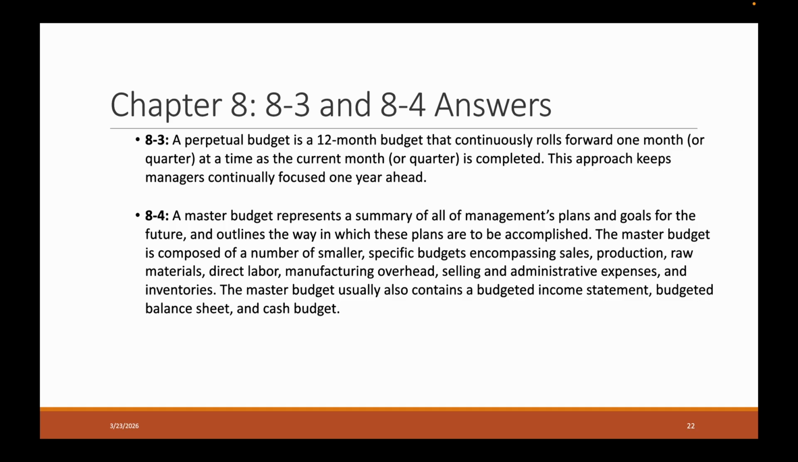Now, looking at a different type of budget, a master budget represents a summary of all of management's plans and goals for the future and outlines the way in which these plans are to be accomplished. The master budget is composed of a number of smaller, specific budgets encompassing sales, production, raw materials, direct labor, manufacturing overhead, selling and administrative expense, and inventories. The master budget usually also contains a budgeted income statement, budgeted balance sheet, and a cash budget.